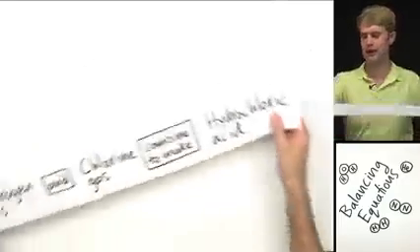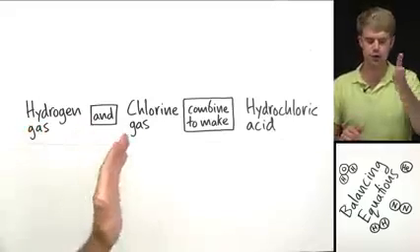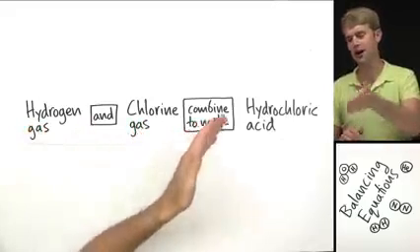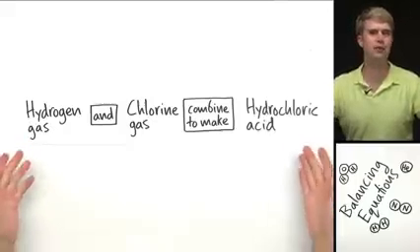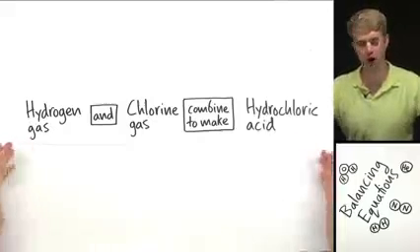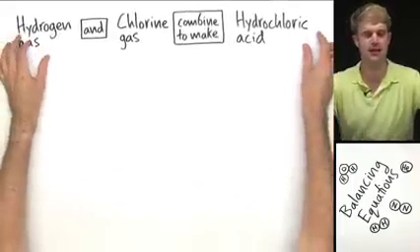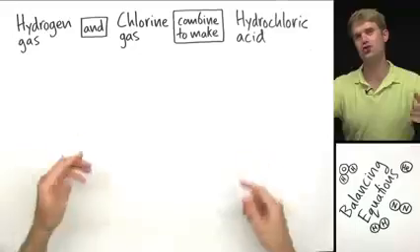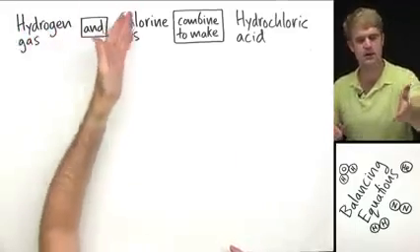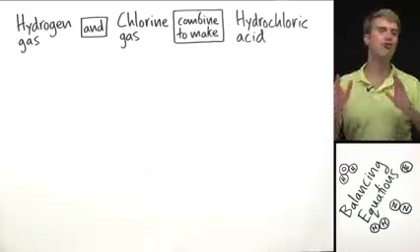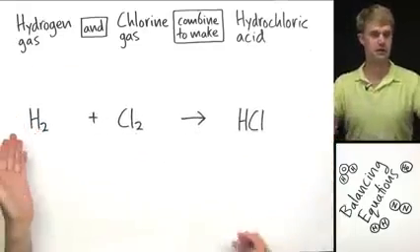We'll begin by looking at this chemical reaction. Hydrogen gas and chlorine gas combine to make hydrochloric acid. So this is how we can express this chemical reaction using words, and we often call this kind of thing a word equation. Now, we can use this word equation to write a chemical equation by taking each one of these things and writing the chemical formula for it, okay?